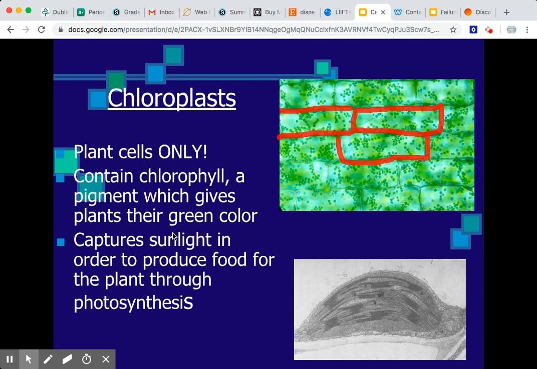But again, remembering back to endosymbiotic theory, these guys have their own DNA, they have their own ribosomes, so we are looking at something that was probably a bacteria that was living on its own before it was engulfed by a larger bacteria.